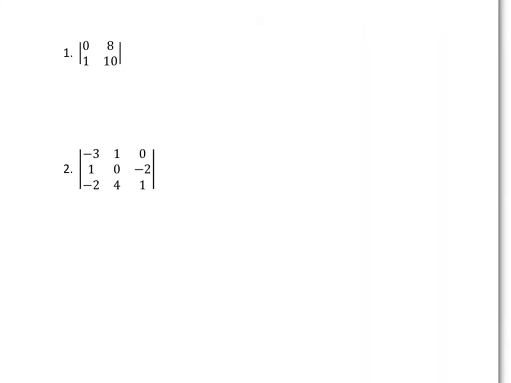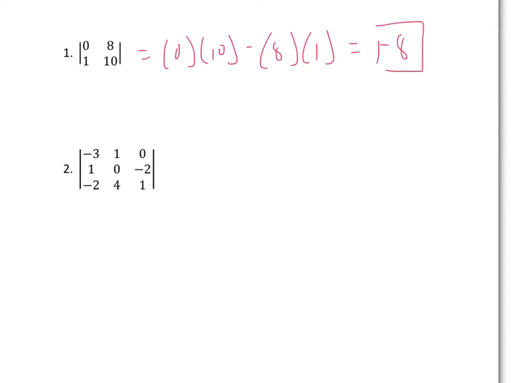Okay, some examples. This one, very simple: determinant of this 2 by 2 matrix. You need to cross multiply, subtract. We always start with the top left to the bottom right. So we'll have 0 times 10 minus 8 times 1. Very simple. 0 minus 8, negative 8. Great.